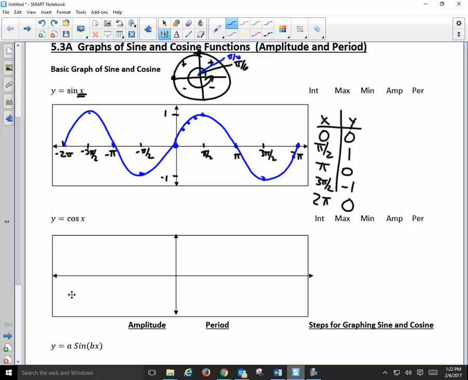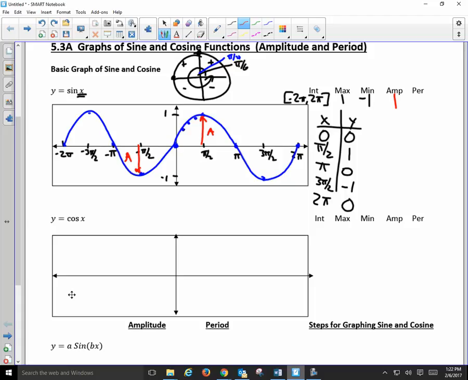The deal is that over the interval from negative 2 pi to positive 2 pi, it has a maximum value of 1, a minimum value of negative 1. We refer to the amplitude as the distance between this horizontal axis and then the top or the bottom. So this is the amplitude, and it's always positive. In this situation, we say it's 1.